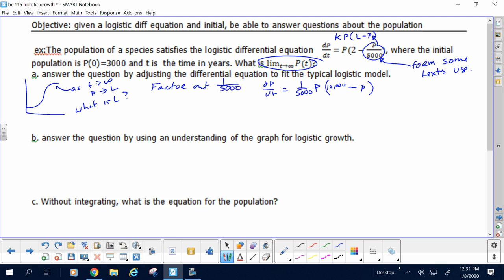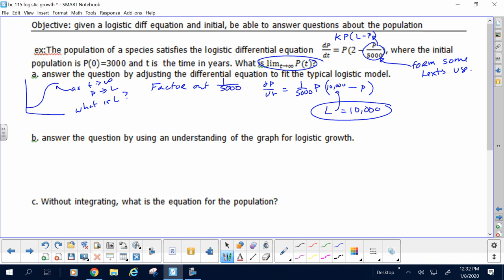Now, it's easy to see what L is. What's L? L is 10,000. So it seems like based on that differential equation, it must be the case that population carrying capacity in this problem is 10,000. You with me so far? Okay. Now that's one way to do it, to make their form look like our form, so I could say, oh, there's L.